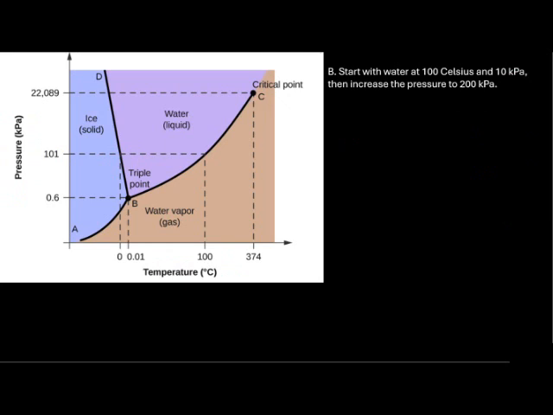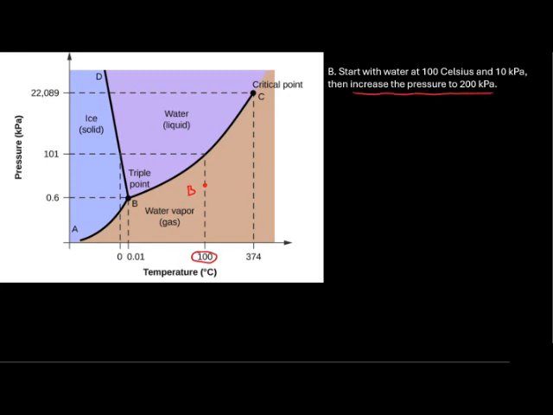Now for another problem. We'll begin this time with water at 100 Celsius and 10 kilopascals. We'll make a mark that represents that. We'll first locate 100 degrees Celsius. We'll follow that 100 Celsius upward, and we're going to make a mark at 10 kilopascals. Now, 10 kilopascals is not labeled, but notice what is labeled is 0.6 and 101, and we know the number 10 will be in between those points somewhere. We don't have to be too exact with this, but it should definitely be in between those points. We'll label that as point B.